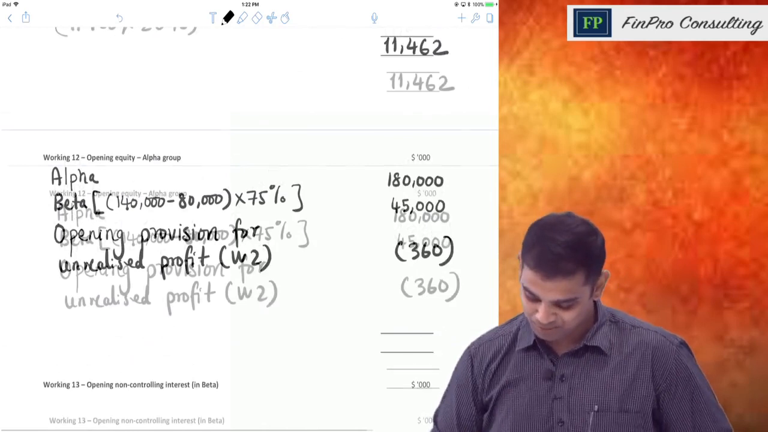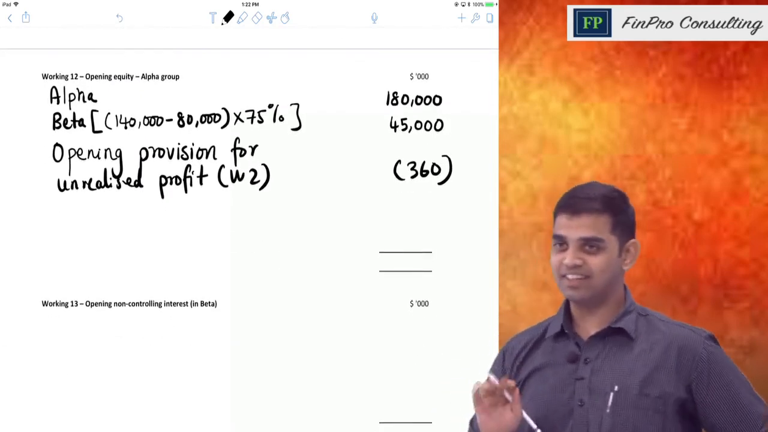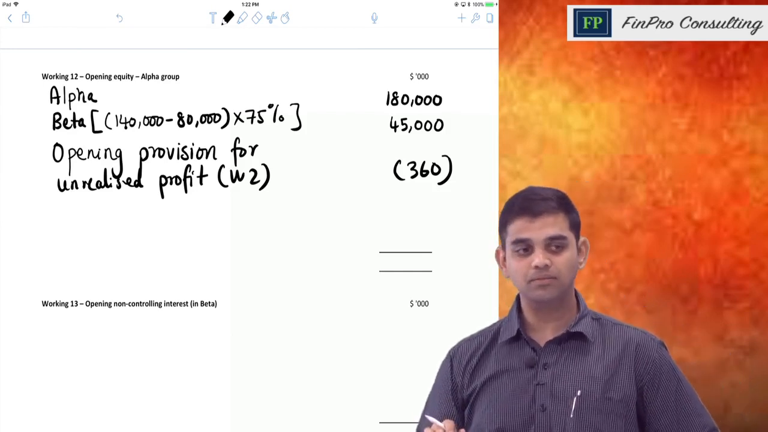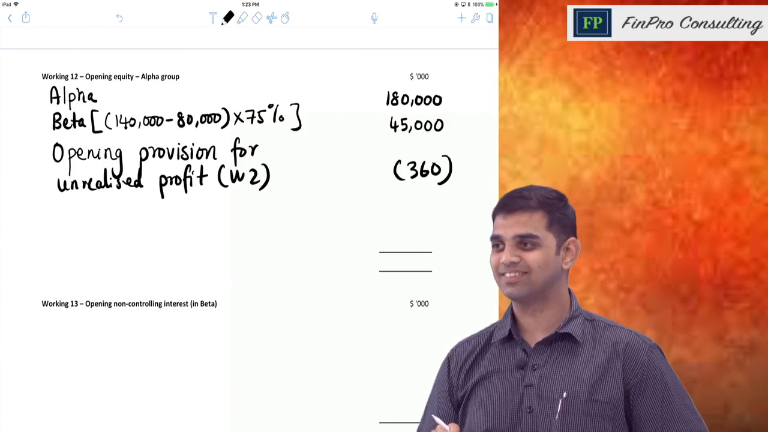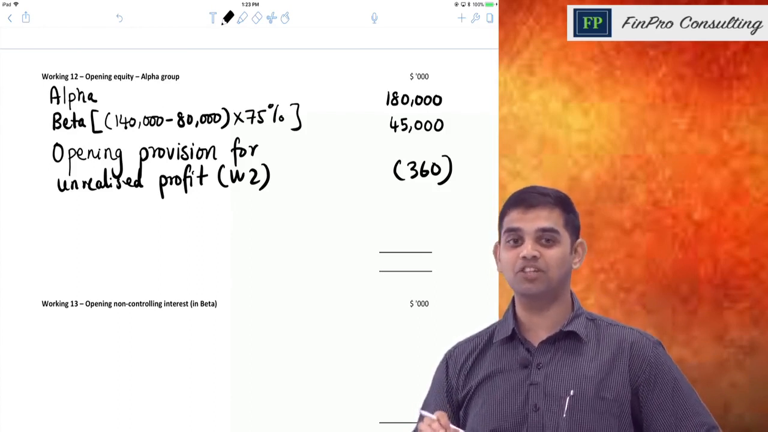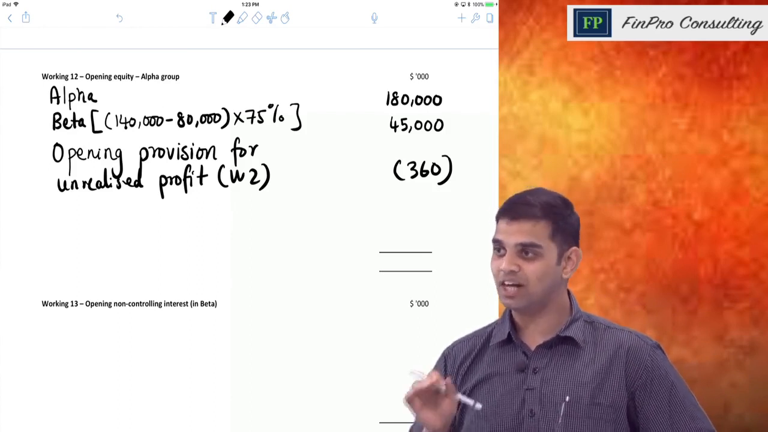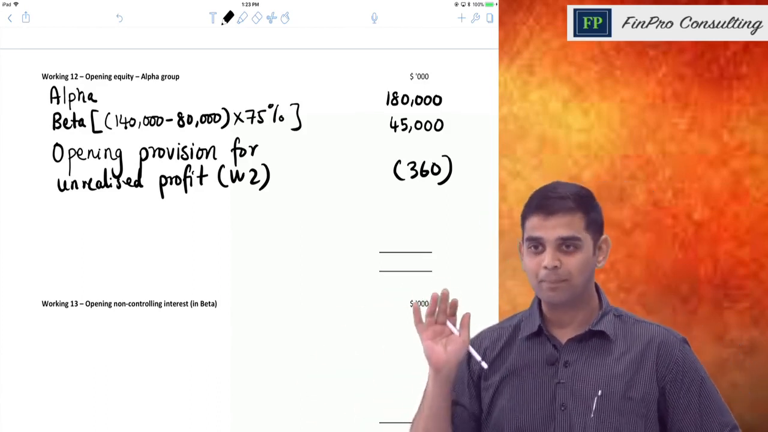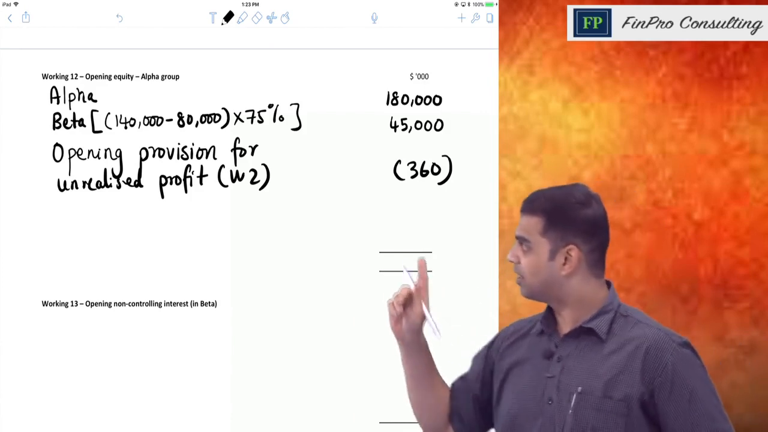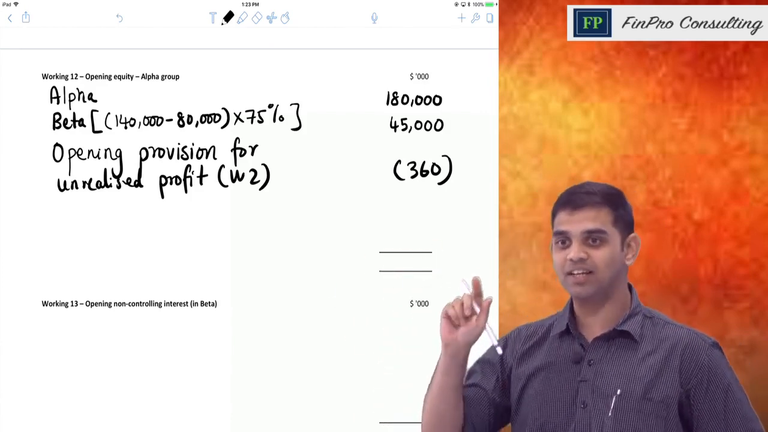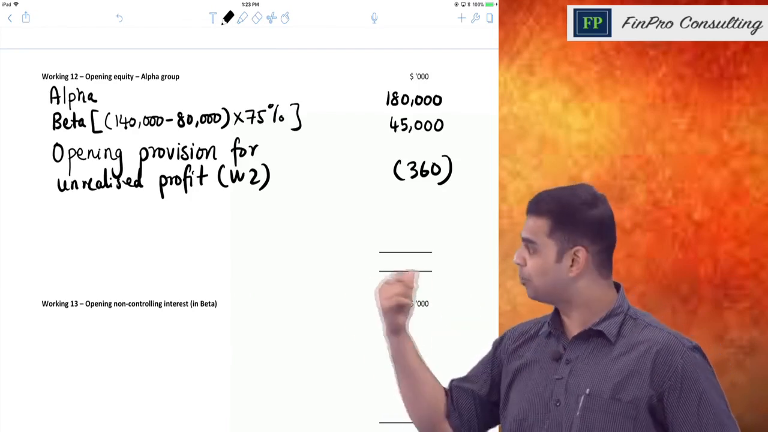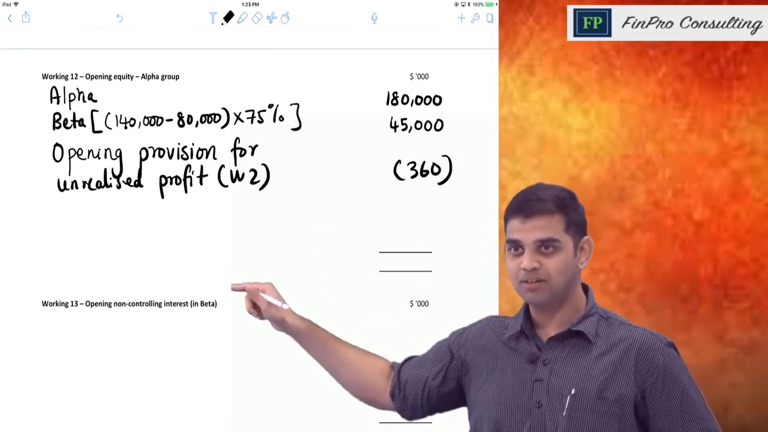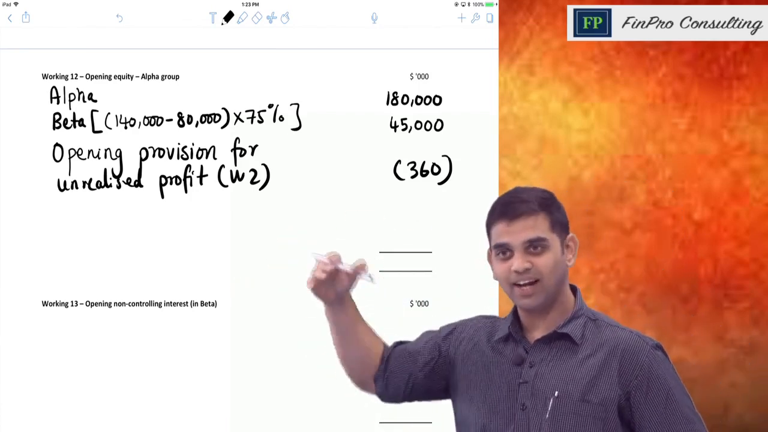I told you the P&L problem, right? 360. Now, should I take only my share of 75% here? Whether it was a downstream transaction or upstream transaction? Downstream. So, is it required to take only 75%? No, because the entire profit was booked from the parent's perspective. Now, if it was an upstream transaction, then I would have taken only my share, and in opening non-controlling interest, I would have given their share. So tomorrow if the problem comes for upstream, you should be able to tweak that and do the adjustment.